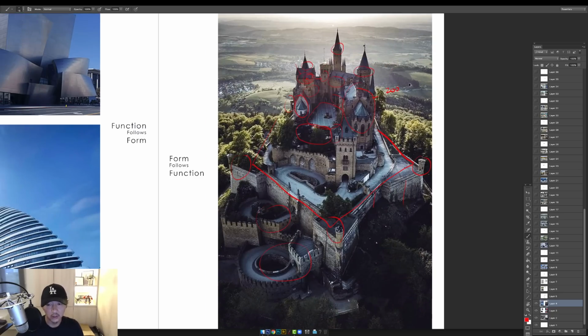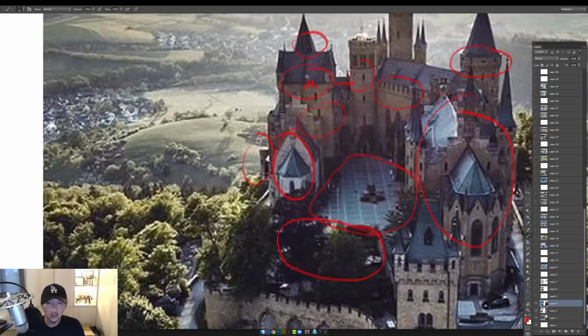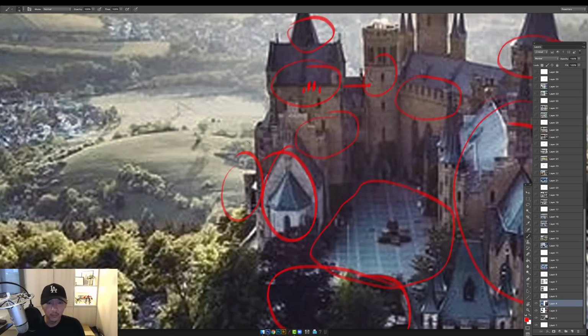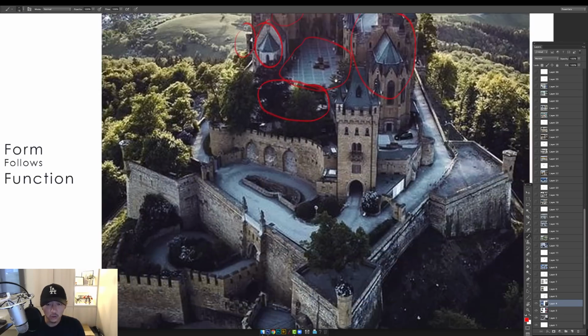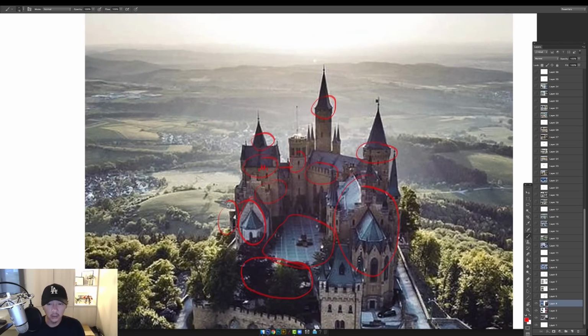But this form is also very, very cool. There's nothing wrong with this castle. It looks beautiful, but it is driven entirely by function of protecting this family in here. So by looking at this, you also could visually see sort of what it does, right?